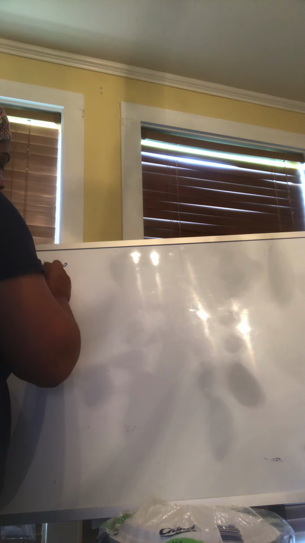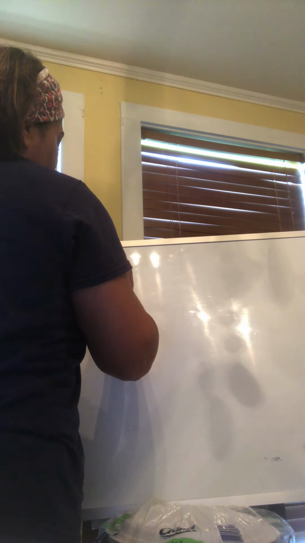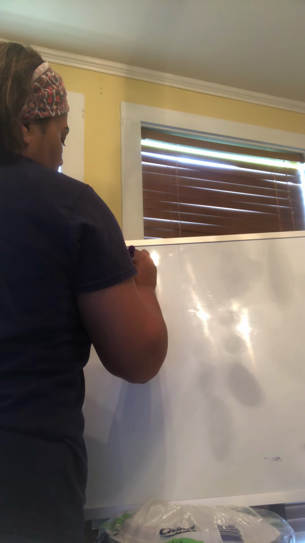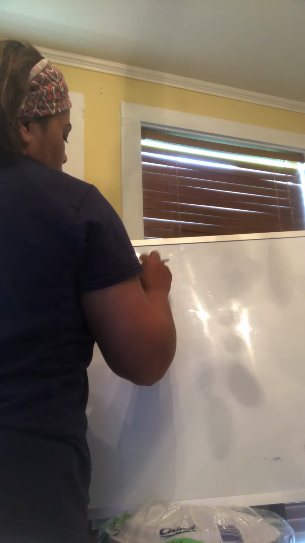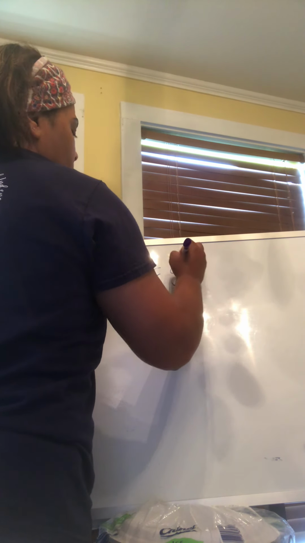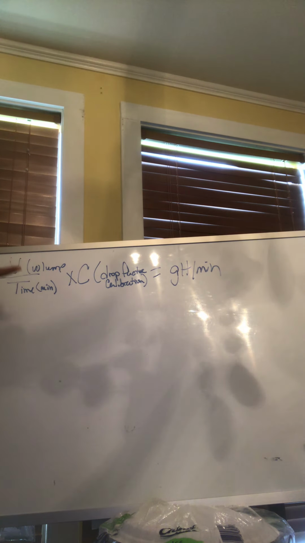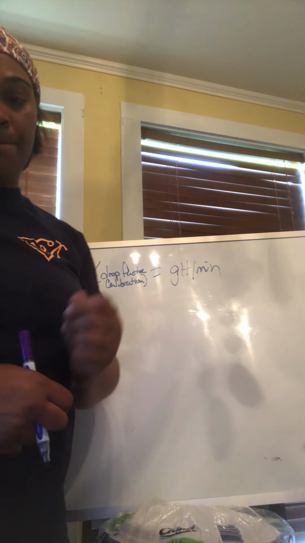So it is volume over time in minutes, okay? And C is our drop factor calibration. And this is going to give us our drops per minute. So that is your formula. Volume over time in minutes times our calibrated drop factor will give us our drops per minute.